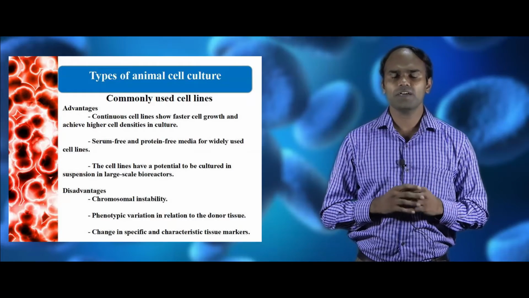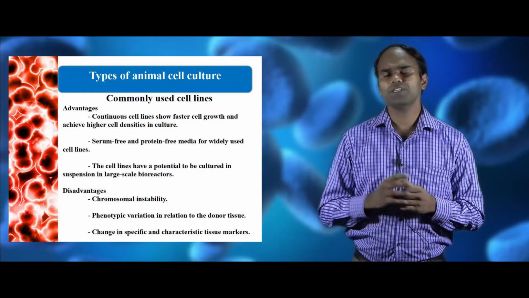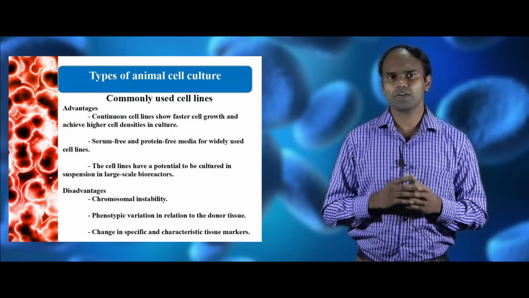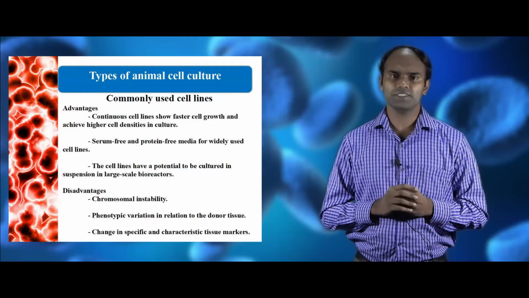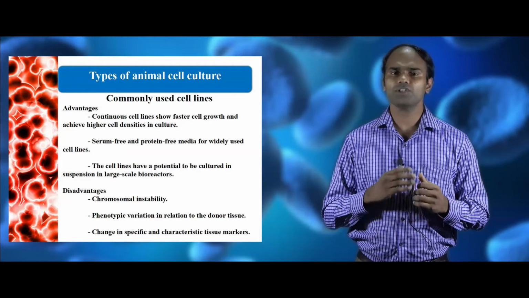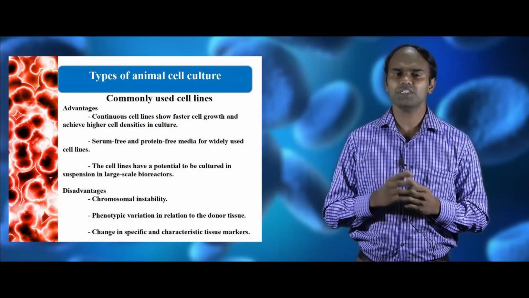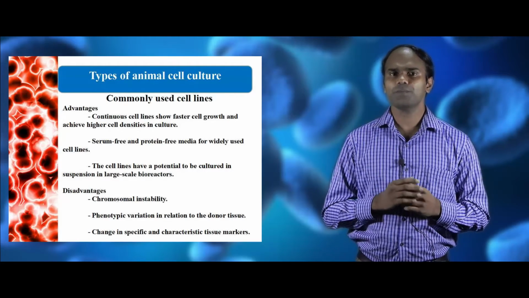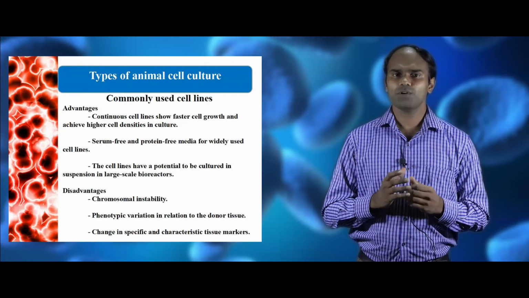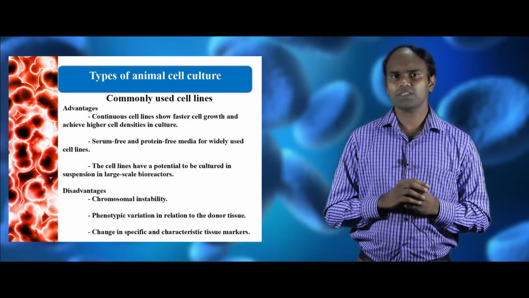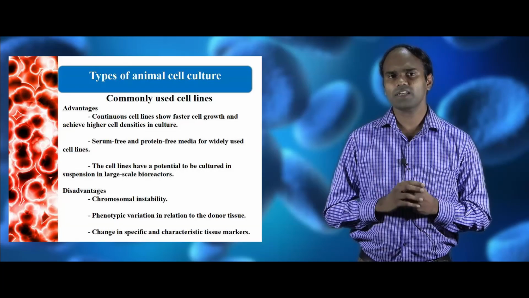Now we will see the advantages and disadvantages of these indefinite or continuous cell lines. Advantages are they are easily grown and maintained in culture. They grow very fast and we can achieve very high cell density. Indeed, we can obtain a large population of similar cells. And gene manipulation is easy in these indefinite cell lines. Serum free and protein free medium is available for widely used cell lines. And moreover, these indefinite cell lines are capable of growing in suspension in large scale bioreactors.